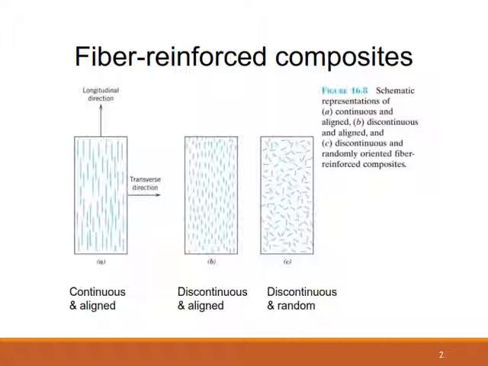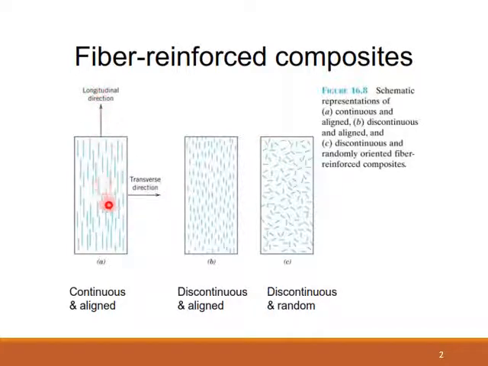So this is a continuous fiber that is aligned. This is a discontinuous fiber. Okay, let me get my pointer. This is a continuous fiber that is aligned. This is a discontinuous fiber that is aligned, and this is a discontinuous fiber that is randomly oriented. We also need to understand how to estimate the property of a composite material if it is fiber reinforced. So we are going to look at that in this case.